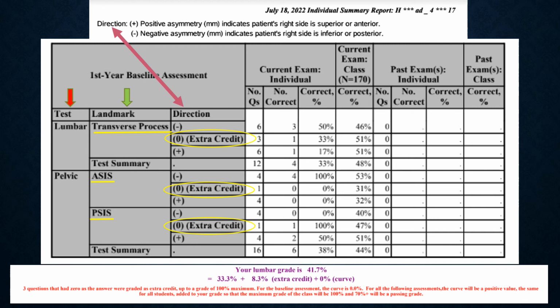Now going to the white portion of the table. The first column looks at the number of questions for each asymmetry. The third column indicates the percent correct that you performed as an individual. In the column to the right, this demonstrates how the class performed at each particular direction of asymmetry. In future exams, you will then have the remainder of the columns filled, indicating your performance for those particular tests.